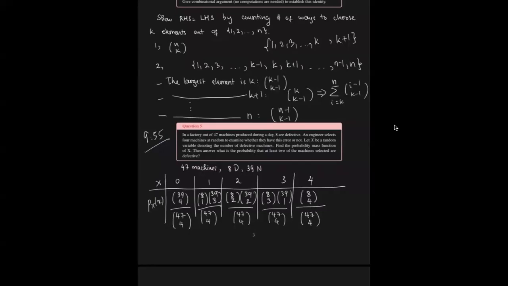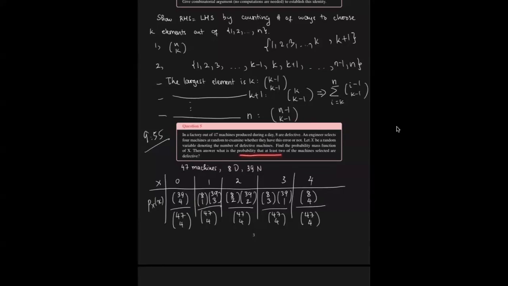Any question about this table? I choose one item from the defective ones, and I choose 3 items from the non-defective. So in total, I selected 4 items, but only one of them is defective. That's what it means.